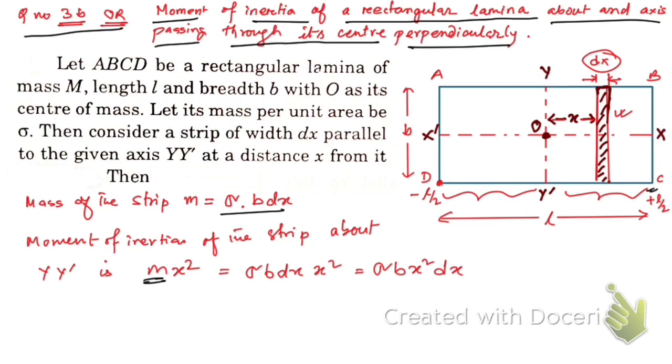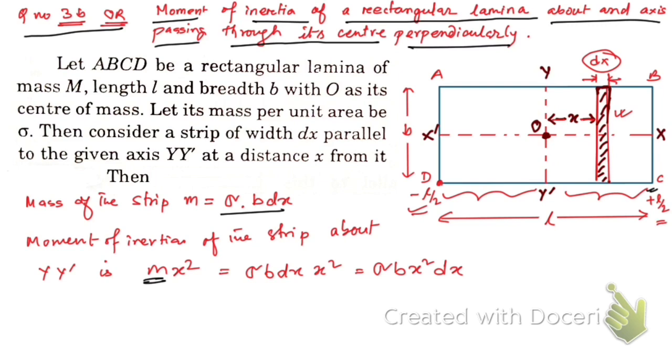So if we want to find the moment of inertia about y dash of the whole lamina, then we can divide it into a large number of such strips, and if we add up all of those, that means we need to integrate from minus L by 2 to plus L by 2.